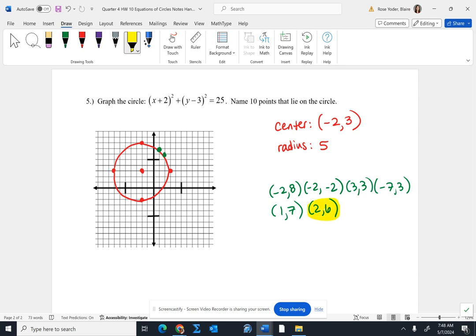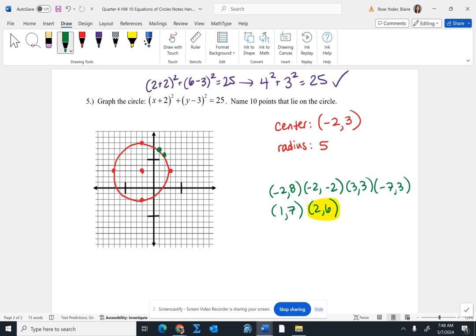And I can prove to you that that actually does work. If I take my point and I plug it in to the equation, so x is 2 and y is 6. Then 2 plus 2 is 4 squared. 6 minus 3 is 3 squared. And yes, 16 plus 9 does equal 25, so that works. So if you wanted to find more points, you could do the same thing in a different direction.